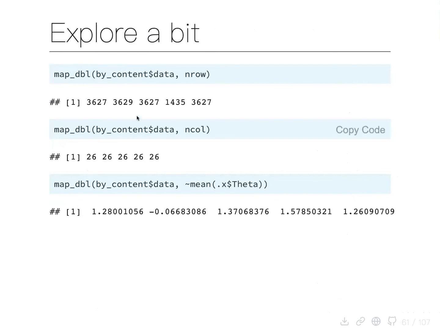We can loop through our data with map double and compute the number of rows. And you can see they're mostly similar, but they're not the exact same. And this one in particular is much smaller, right? That's probably because that's science and that's only in 3 grades as opposed to all grades. We can also look through the columns and we get the same number. And we can do things like compute the mean of theta for each of them like this.